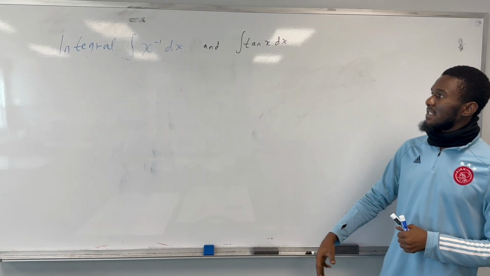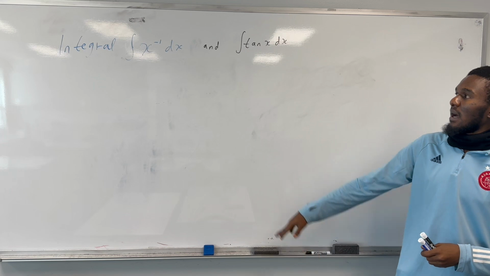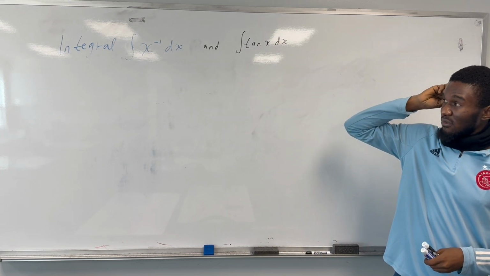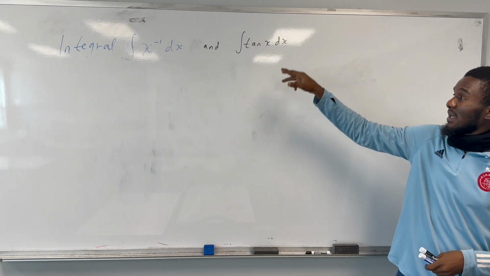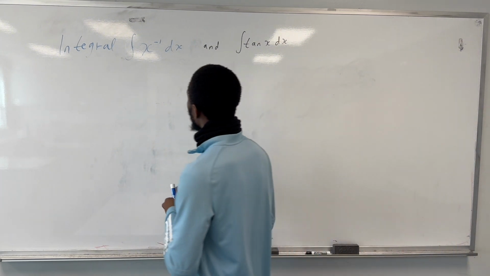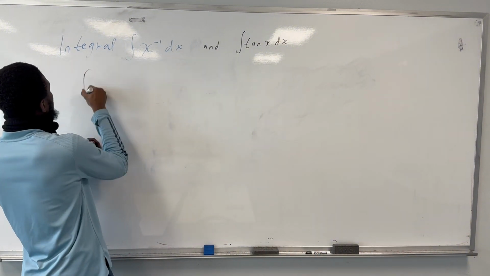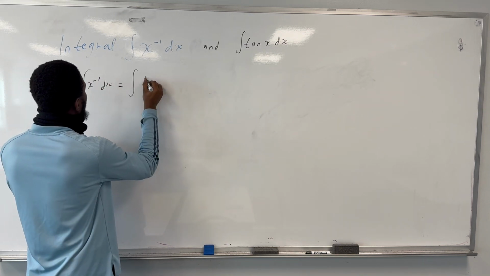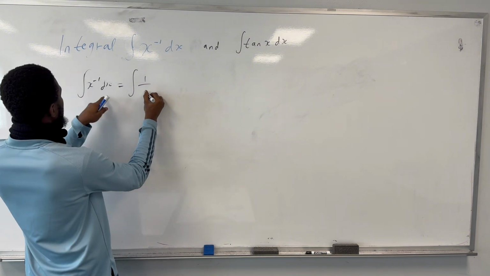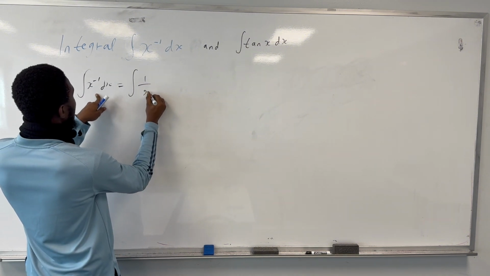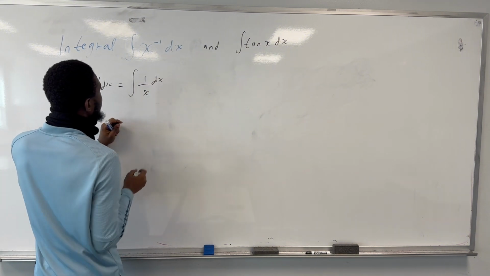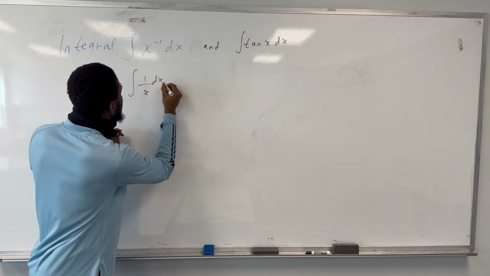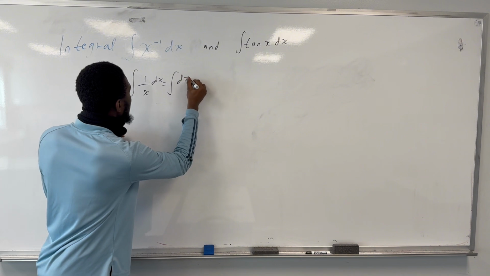So we want to find the integral of these two functions on the board. Integral of sine inverse of -1 dx and tan x dx. So the first one is equal to the integral of 1 over x dx. Right? And from this, let me put it in this form.